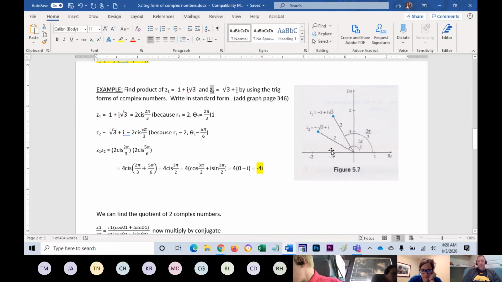All right, we're going to do the same thing with Z2. So we're going to go out the square root of 3 in the x direction, and go up 1 unit in the imaginary direction. So Z2 is the square root of 3 plus I. Once again, we're going to use the Pythagorean theorem. Square root of 3 squared is 3, 1 squared is 1, 3 plus 1 is 4, square root of 4 is 2. So this one also has a length of 2. So both of these have a length of 2.